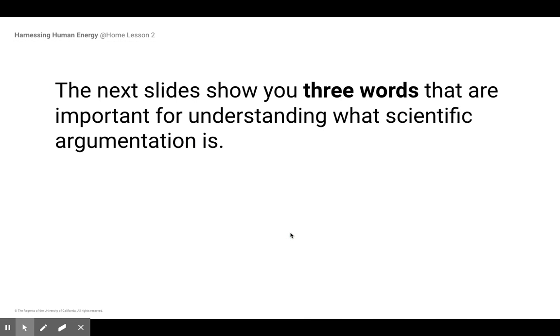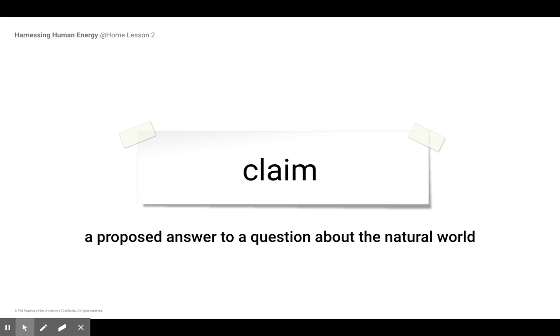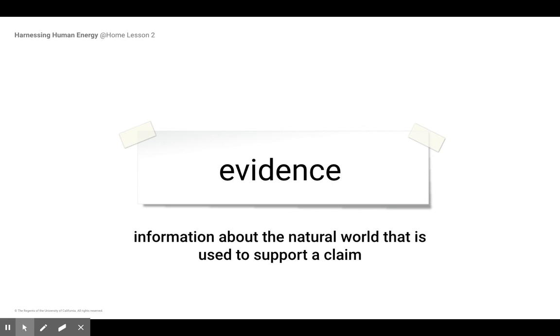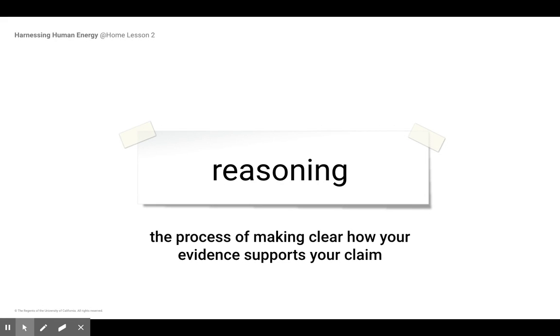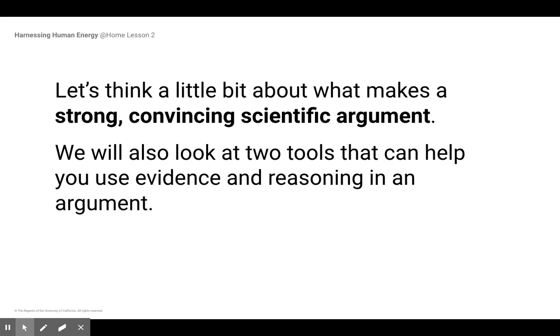So on the next slide, you have the 3 words that are important for understanding what scientific argumentation is. So a claim, a proposed answer to the question about the natural world. Evidence is information about the natural world that is used to support a claim. Reasoning is the process of making clear how your evidence supports your claim.